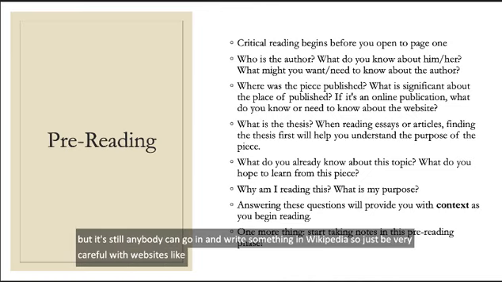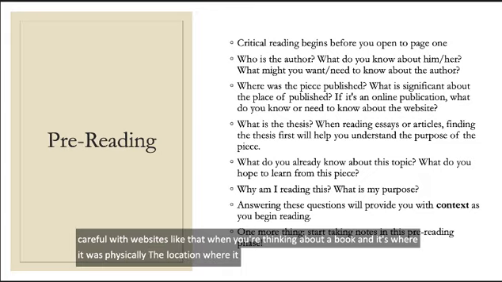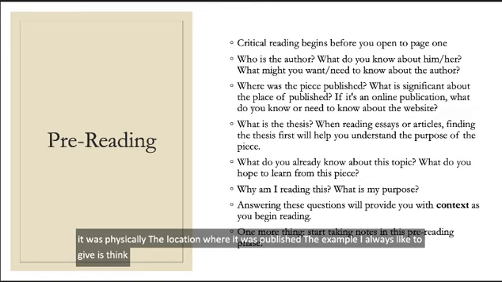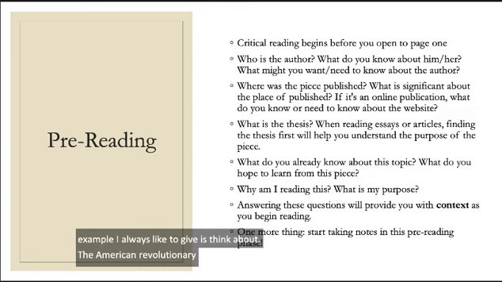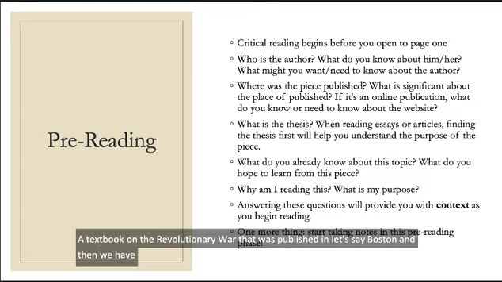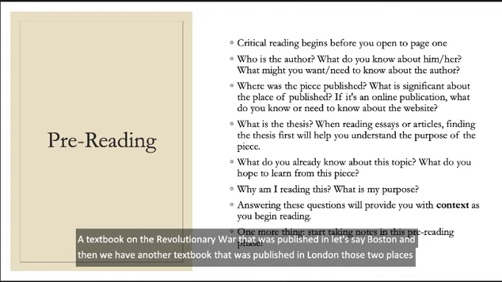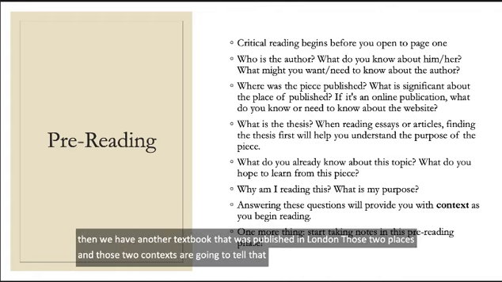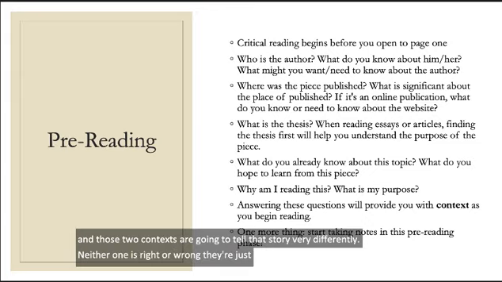When you're thinking about a book and the physical location where it was published, the example I always like to give is think about the American Revolutionary War, right? We have a textbook on the Revolutionary War that was published in, let's say, Boston, and then we have another textbook that was published in London. Those two places and those two contexts are going to tell that story very differently. Neither one is right or wrong, they're just different perspectives. We want to remember that as well.